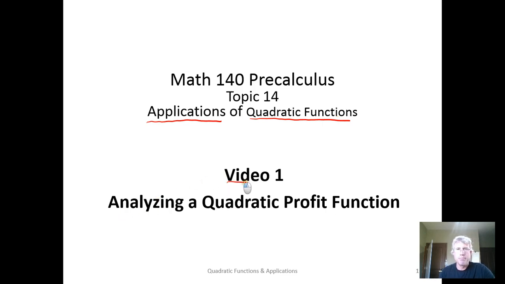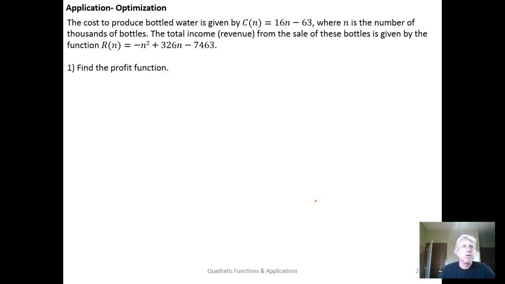So in video 1 we're going to look at analyzing a quadratic profit function, and we're going to do everything that we possibly can do with this profit function. So we're told that the cost to produce bottled water is modeled by cost as a function of n equals 16n minus 63, where n represents the thousands of bottles produced. So for example, if n is equal to 2, that means 2,000 bottles have been produced.